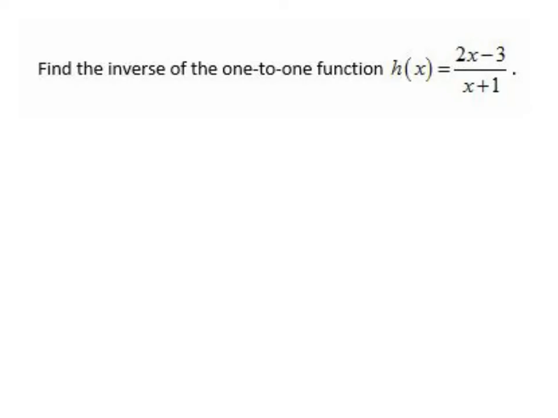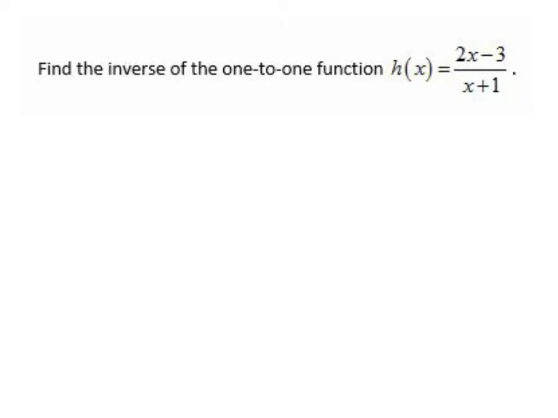In this example, we're asked to find the inverse of a given function here. We're told in the problem that the function is 1-to-1, so we don't need to verify whether this function has an inverse. Since we're told that it's 1-to-1, then we know that it does have an inverse function.